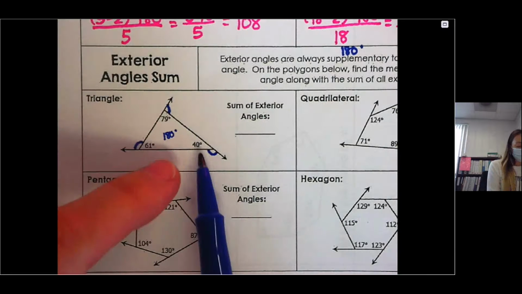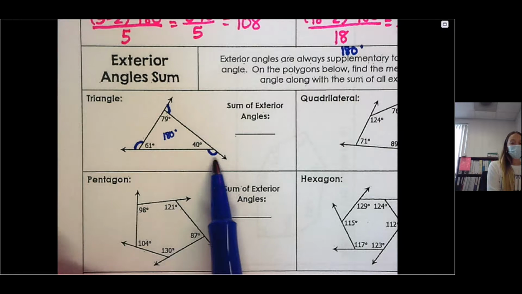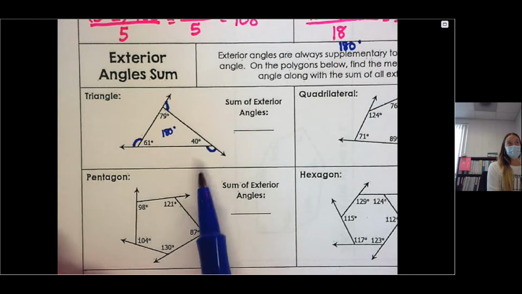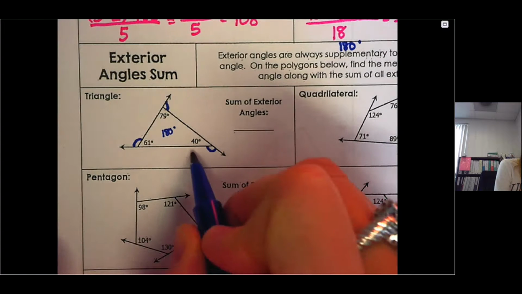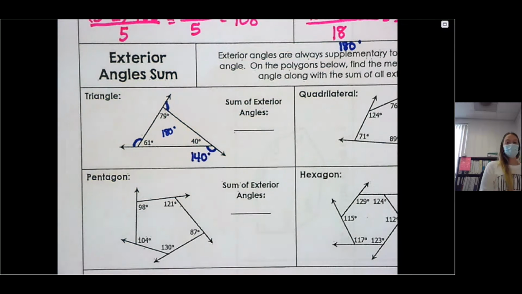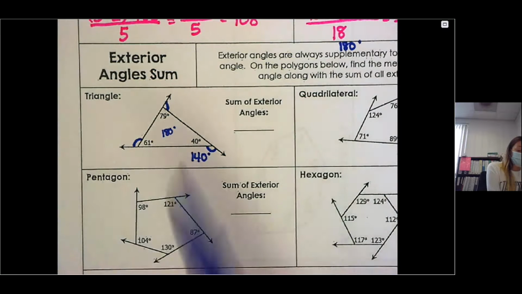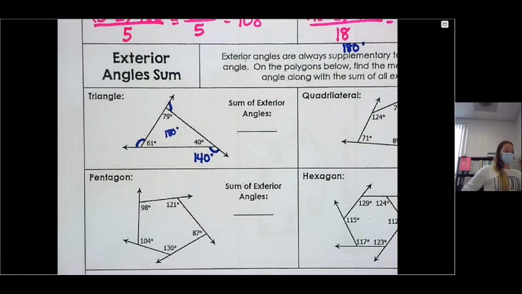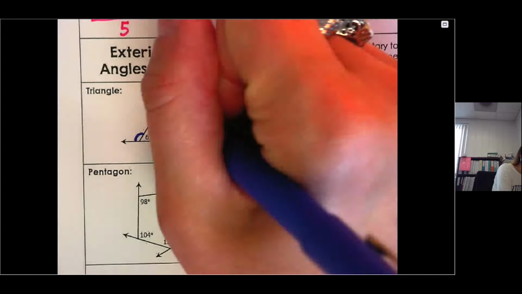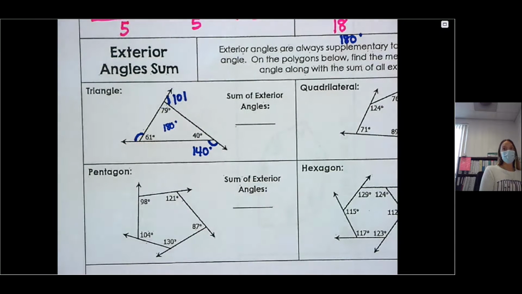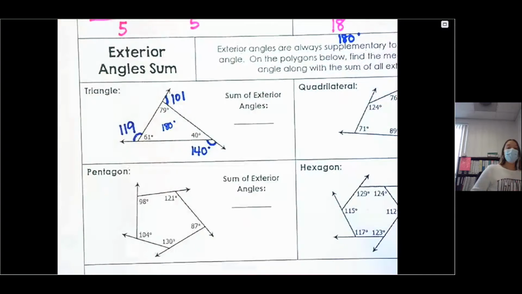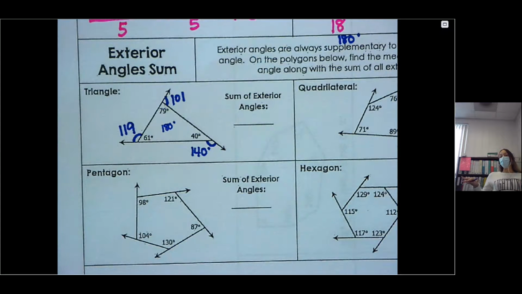So if this angle right here at the bottom is 40 degrees, what does this angle over here have to be? So when I add them together, I got 180. It would have to be 140 degrees. Good, let's write that in. If this angle's 79, what would this angle have to be to get me to 180? 101 degrees. Good. So I'm just subtracting. And what would this angle on the outside over here have to be with 61? 119. Good. Now, those are my exterior angles on the outside.